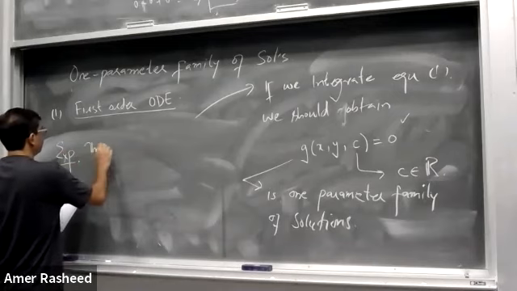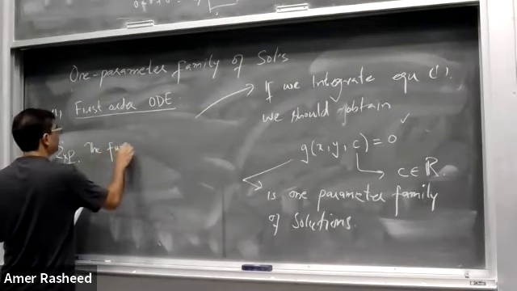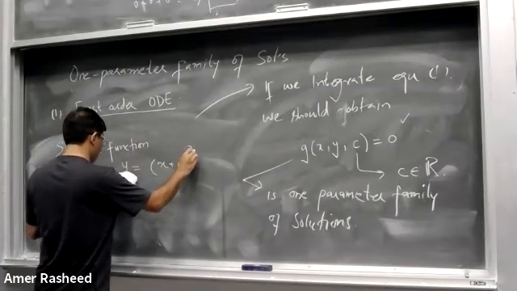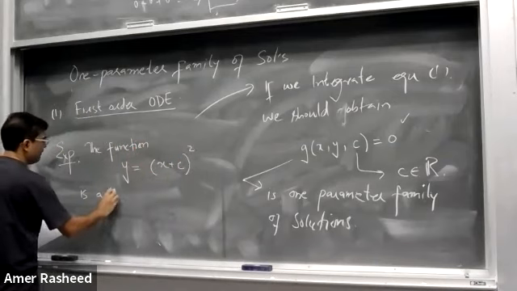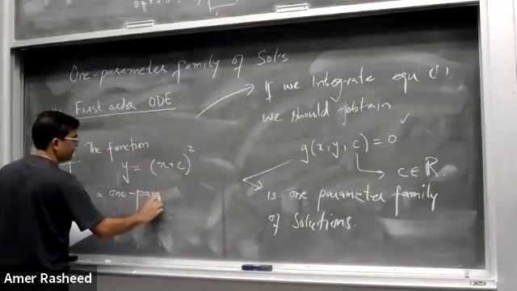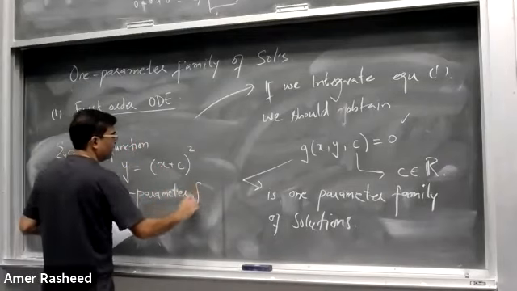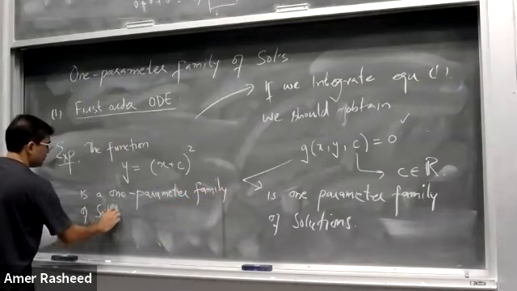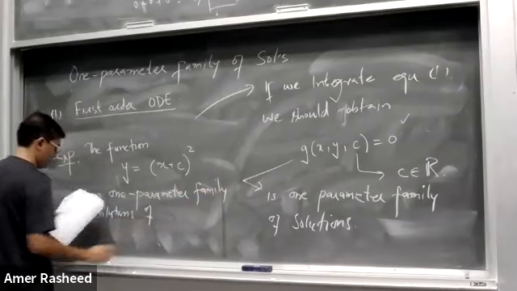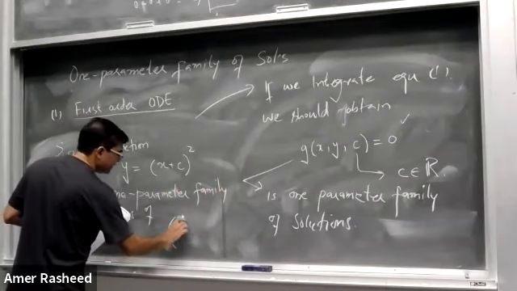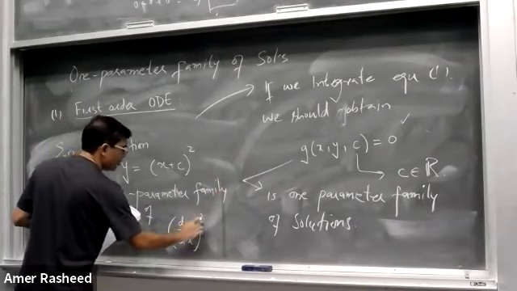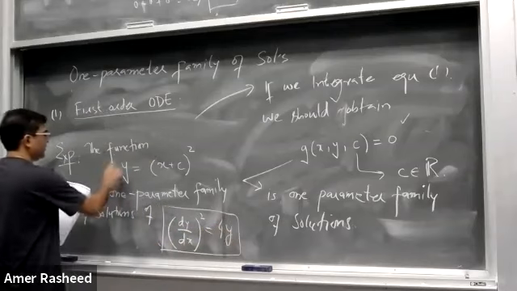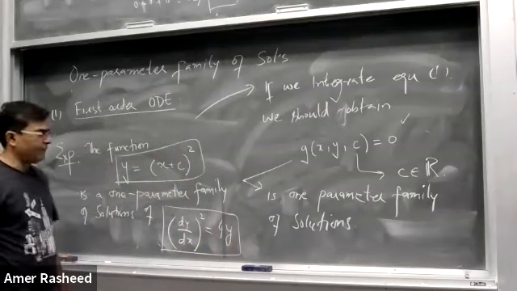The function y is equal to (x plus c) whole square is a one parameter family of solutions of the differential equation, which is (dy by dx) whole square is equal to 4y. So this is your differential equation, and this is your one parameter family of solutions.